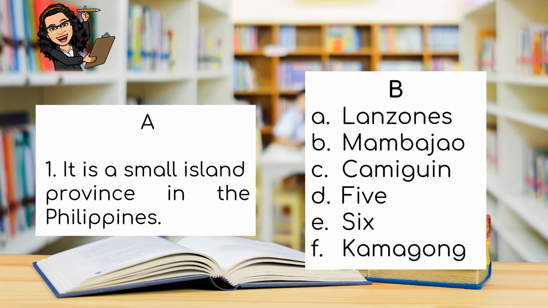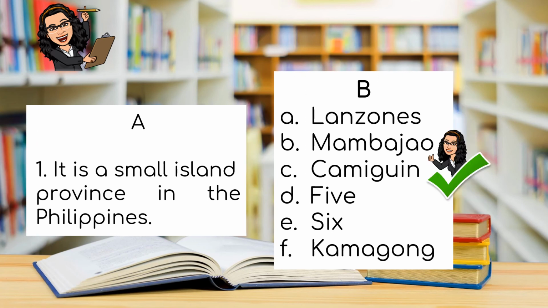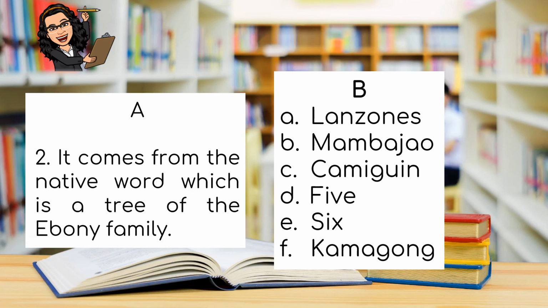Number 1. It is a small island province in the Philippines. A. Lanzones. B. Mambahaw. C. Camiguin. D. 5. E. 6. F. Camagong. What do you think is the right answer? The correct answer is C. Camiguin. Number 2. It comes from the native word which is a tree of the ebony family. The correct answer is F.